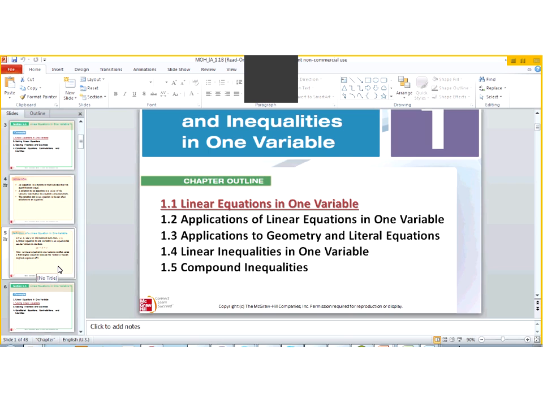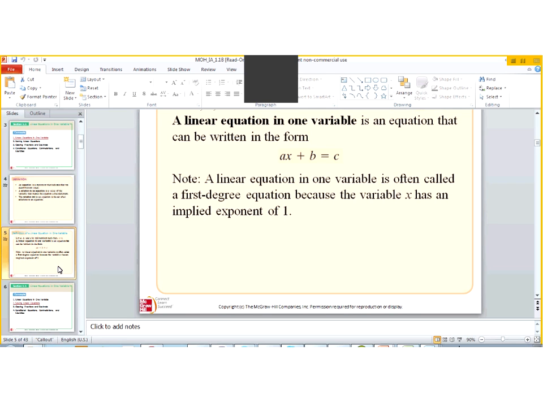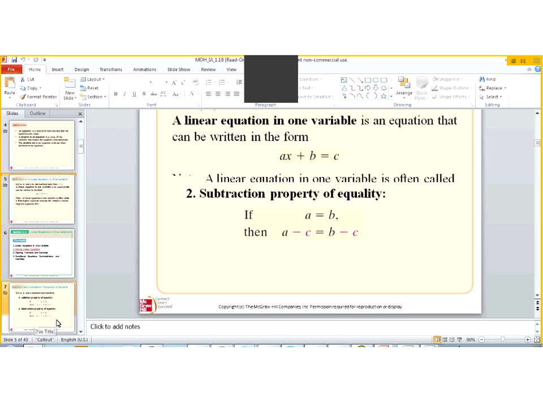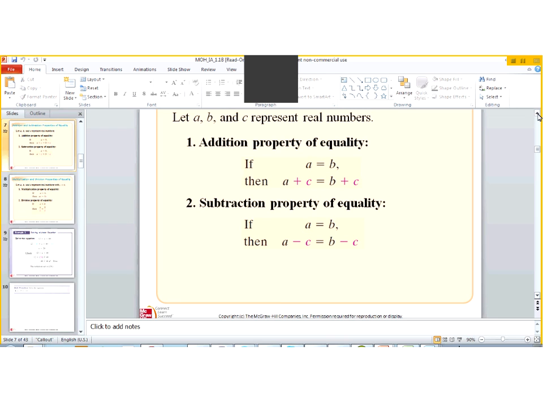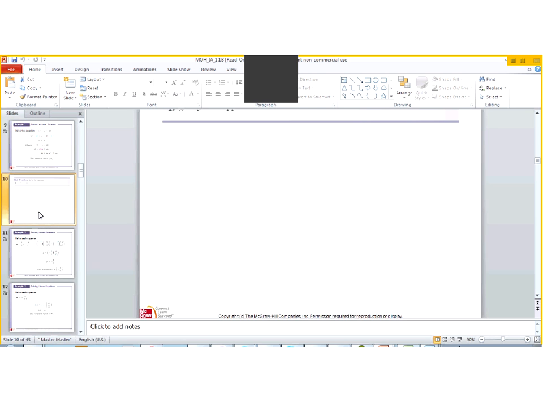Let's start with very simple problems here, how to solve a linear equation. The linear equation format looks like this: ax plus b is equal to c, where you need to solve for x. There are some properties that we can use to do this. The addition property of equality, the subtraction property of equality. This should be review for most of you. You're allowed to add or subtract the same number to both sides of the equation to isolate the variable.